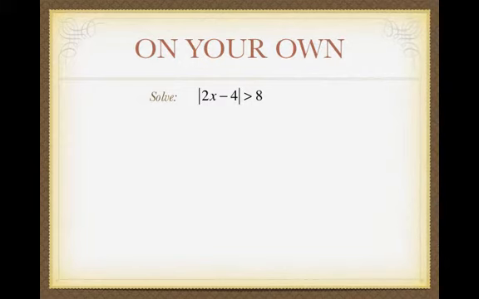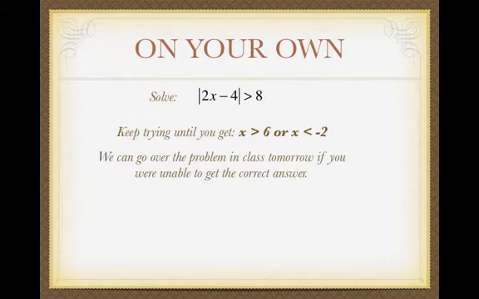Okay, so I want you guys to try this problem on your own. You're going to solve the absolute value of 2x minus 4 is greater than 8. I'm not going to show you how to do the problem here, but I am going to give you the answer. So I want you to keep trying this problem until you get x is greater than 6 or x is less than negative 2. Make sure you have both of those. The whole thing is your answer.